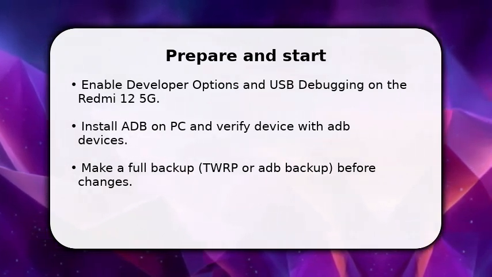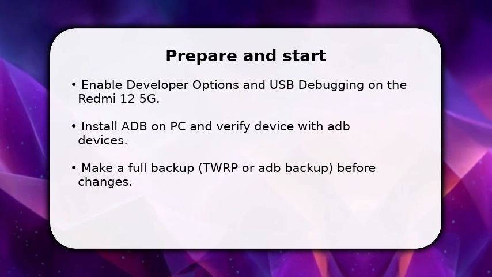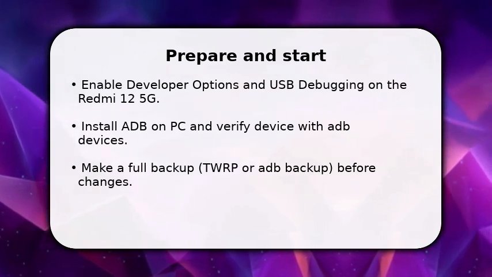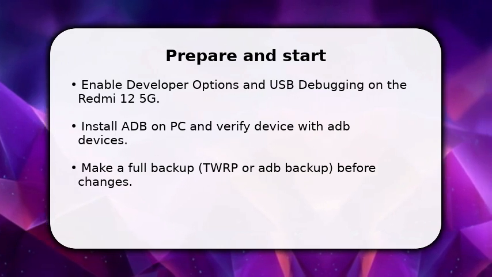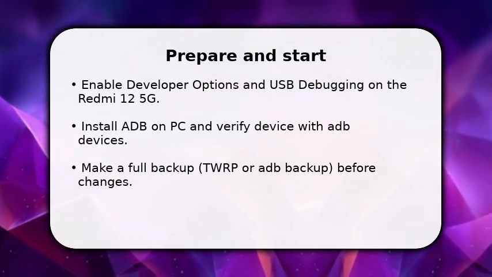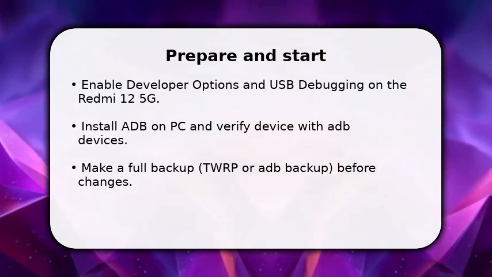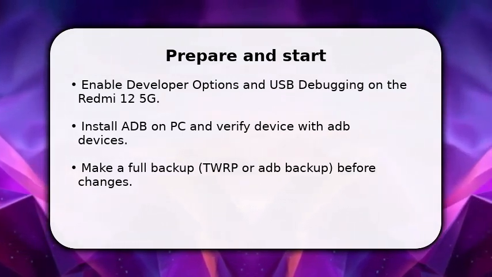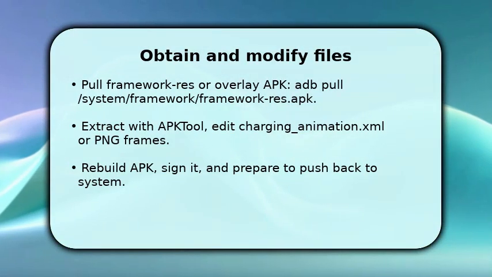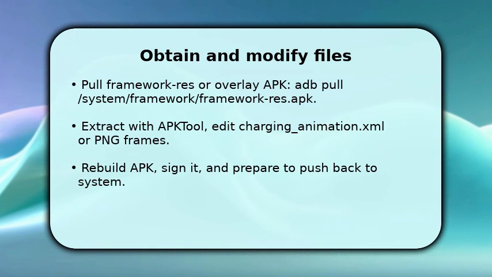This is critical because the only reliable method requires modifying system resources. Also confirm you have root or a custom recovery like TWRP, because without root access, you cannot replace the charging animation files. You now pull the system resource APK and edit the actual animation assets.